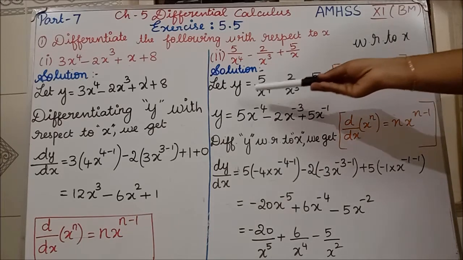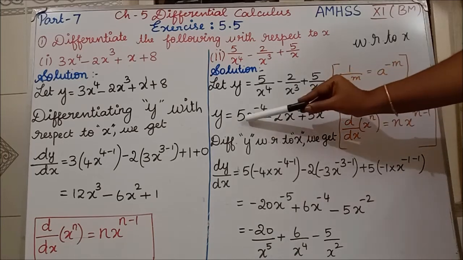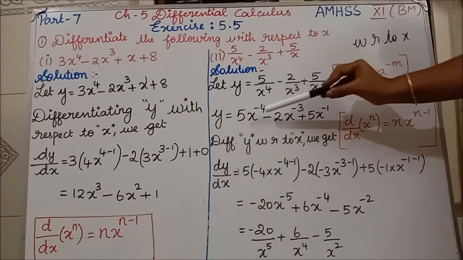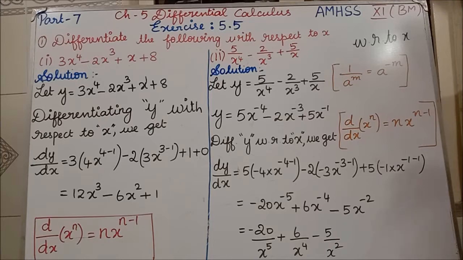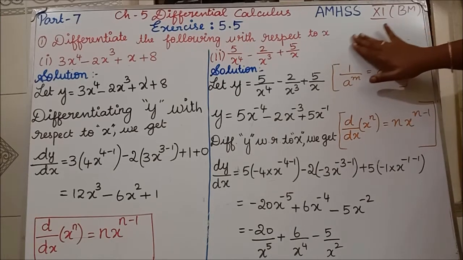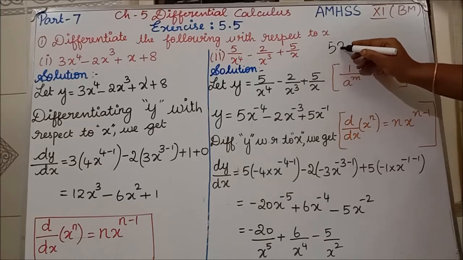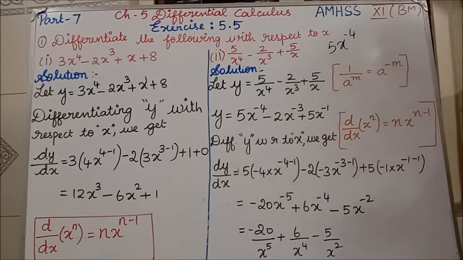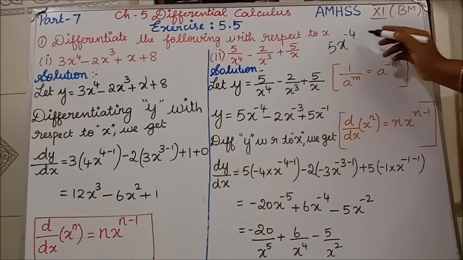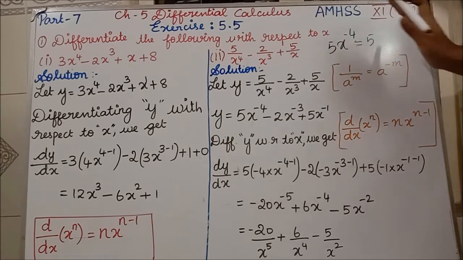So what will we write? dy by dx, we will write, isn't it? Here 5 we have to keep as such. x power minus 4 we are having. What is our formula? If the n is in the power, that n will come to the front, isn't it? So you keep the 5 as such. 5 is a constant, we leave that.